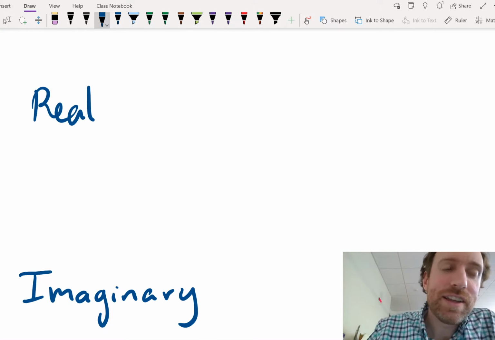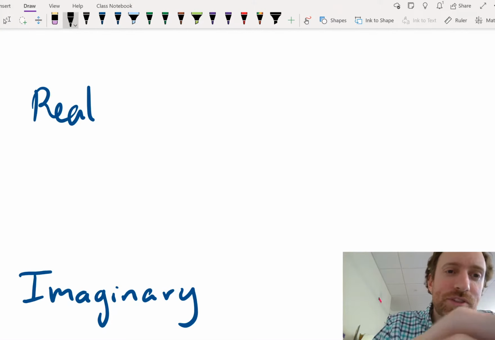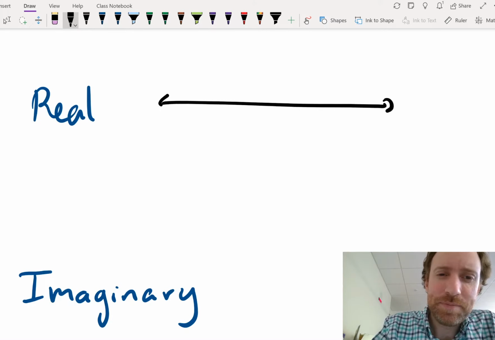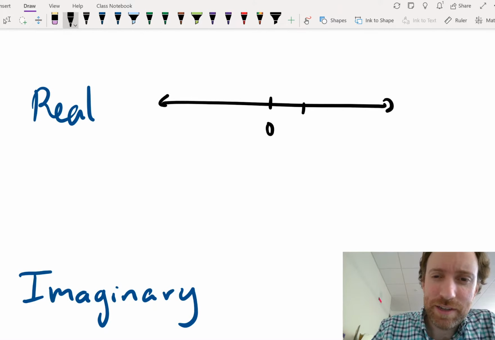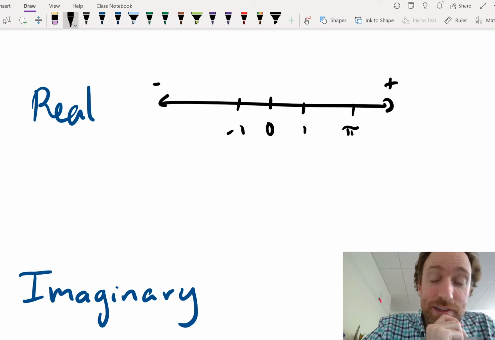Well, a real number is any number that can fit on the number line. So let's draw a number line. And here we have a 0. Here we have 1, -1, pi is somewhere in here. There's a positive and there's a negative direction. Any number that fits here is a real number.